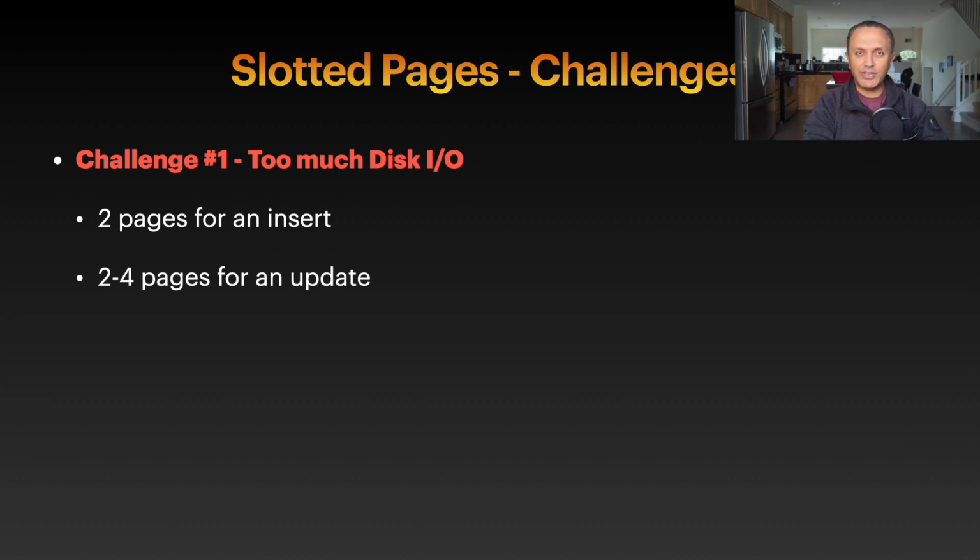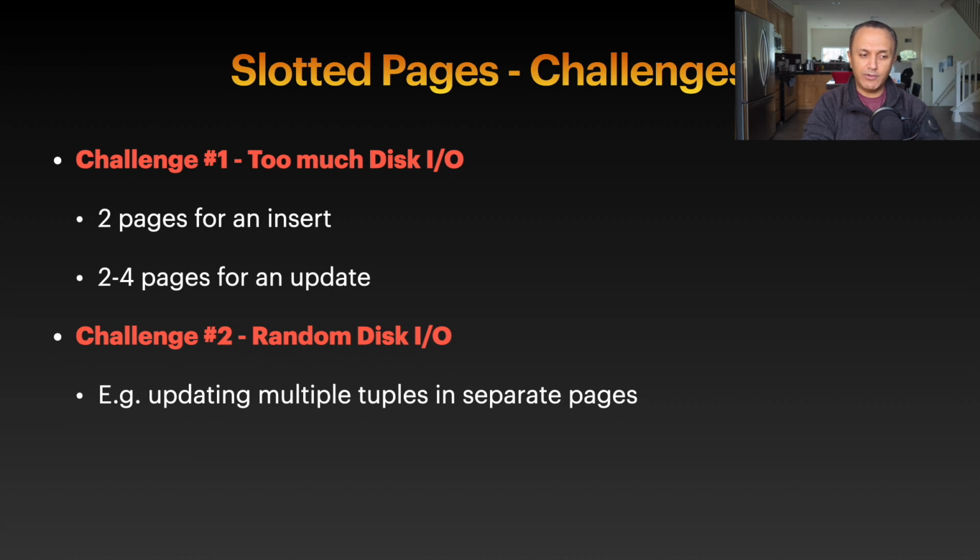The second challenge is that this I/O is random I/O, especially if you want to update multiple tuples. For each tuple, you're going to load the page directory, and then you're going to figure out which page you want to load as well from disk. That's a lot of random I/O. You're loading pages from all over the place. And we know that random I/O on disk is bad.